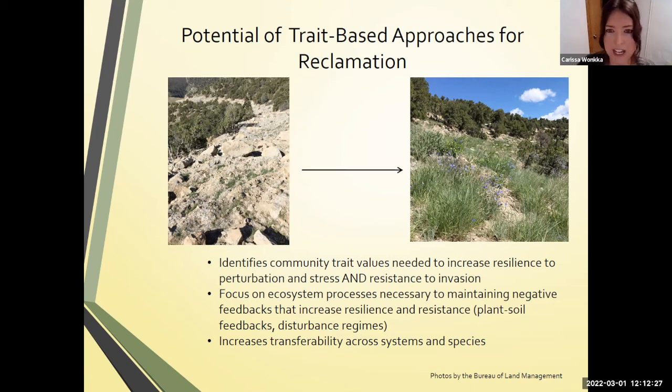And so not only do we have a process-based approach when it comes to the abiotic factors, like thinking about soil amendments and soil microbial communities, but we can also take this process-based approach with our biotic factors when selecting our species, and that'll help us in having effective reclamations that minimize the amount of invasion that happens, and then also can increase the resistance and resilience to different stressors, such as drought and grazing and fire and all the things that our rangelands are subjected to over time.